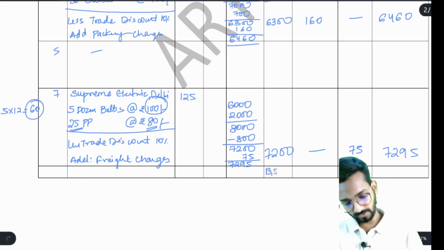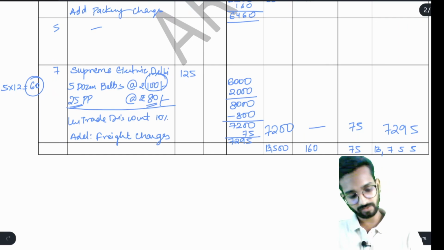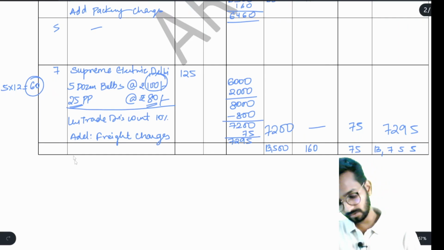You will write here 13,500. These charges are 160. This is 75 and here the total will be 5, 6 and 9, 15. 5 again, 1, 2, 3, 3, 4, 7 and 6 plus 7 is 13. 13,755. We will pass the journal entry now. Very, very important. Please focus. You will write here purchase account debit.